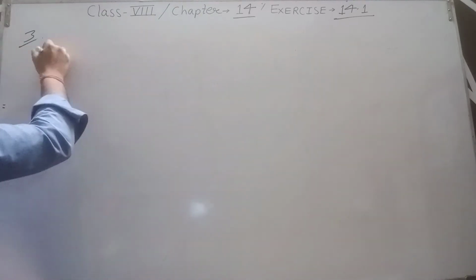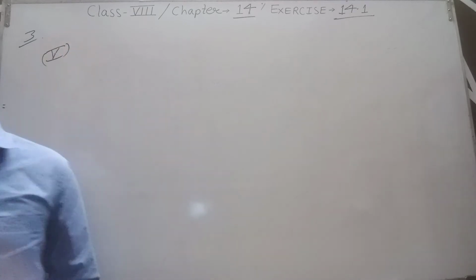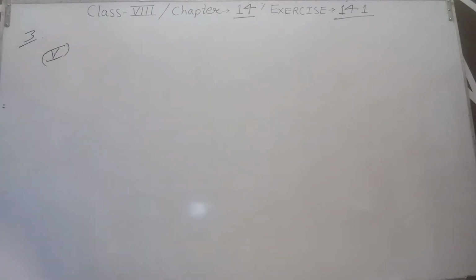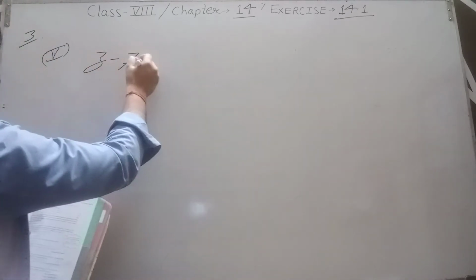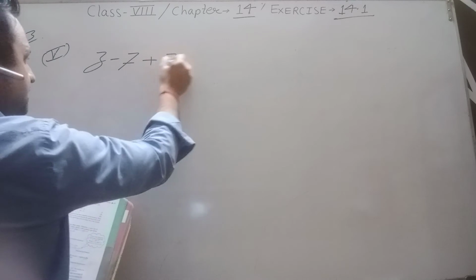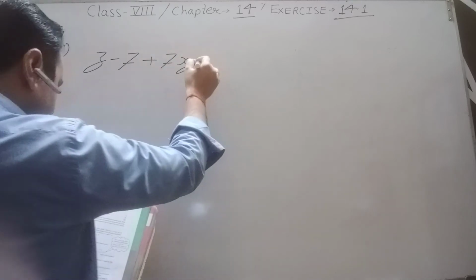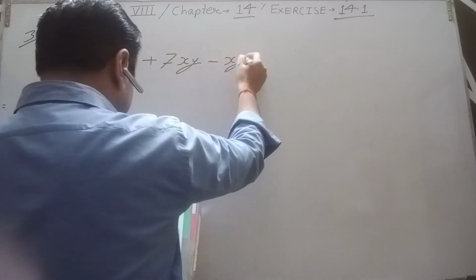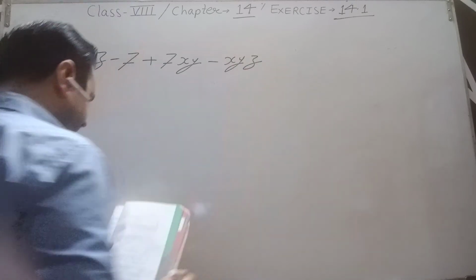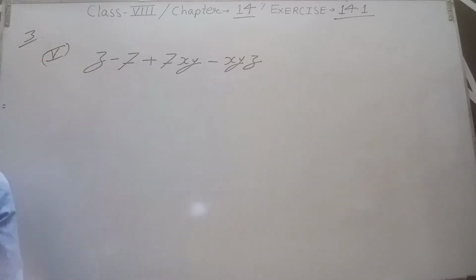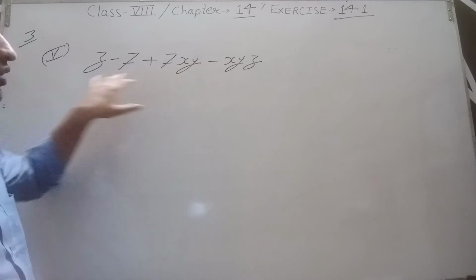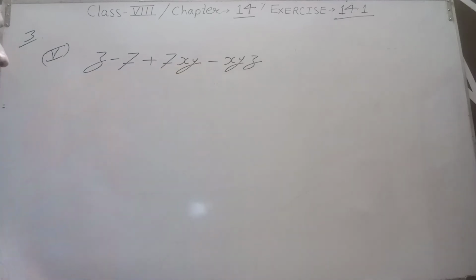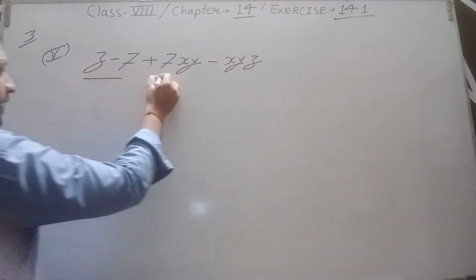We note down its fifth part. In the fifth part it also contains 4 terms: z minus 7 plus 7xy minus xyz. So it also contains 4 terms, and we observe that there is no common factor in all the terms. So we divide it into 2 binomials.